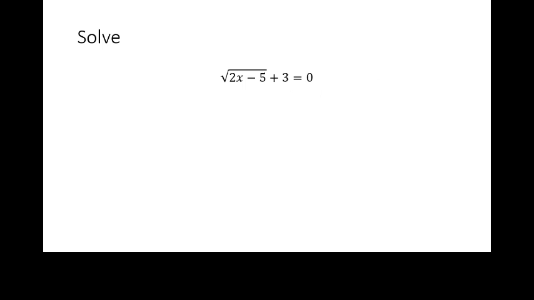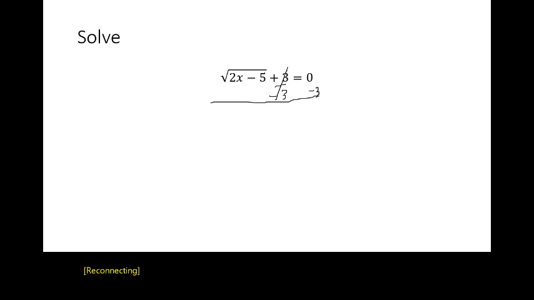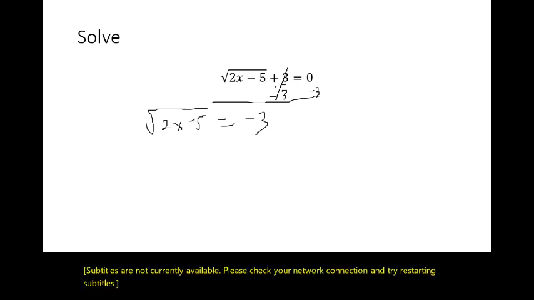Now for this next one, we're going to start off the same way. We're going to first isolate the radical. So I see this plus 3, which is currently not inside of a square root. Anything that is not inside of a square root needs to move to the opposite side of the equation. So I'm going to first subtract 3 from both sides. So that will give me the square root of 2x minus 5 equals 0 minus 3 is negative 3.